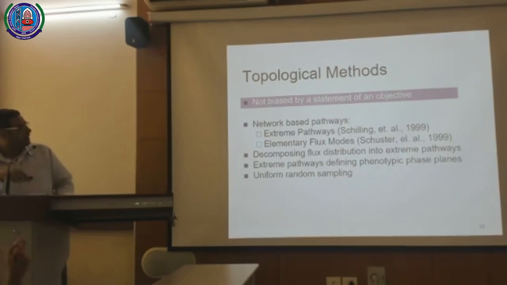Okay, this is topological methods. It is not biased by the statement of an objective. So network-based pathways, extreme pathways. If you see this paper, elementary flux model designed by Schuster '99. And you have to have the random sampling data for all the microbes which you are working.